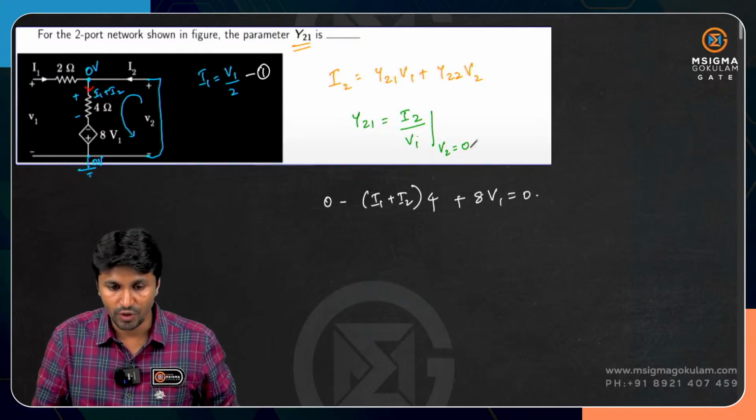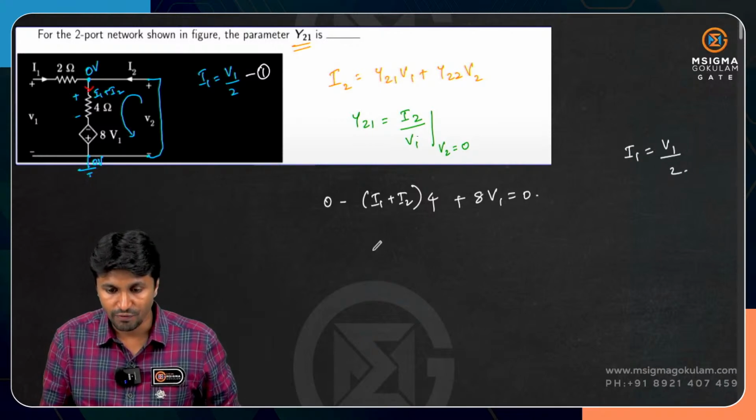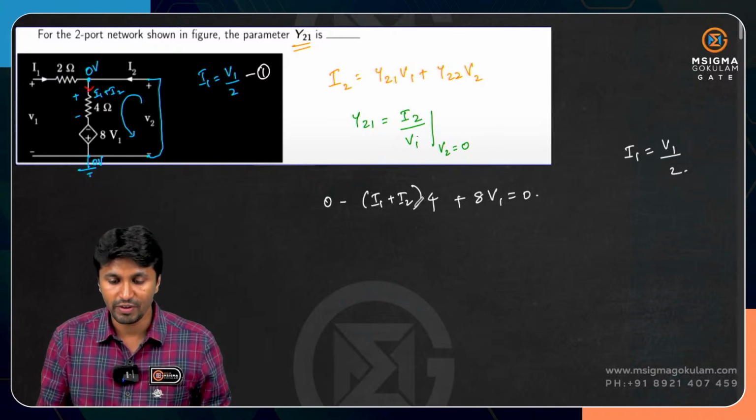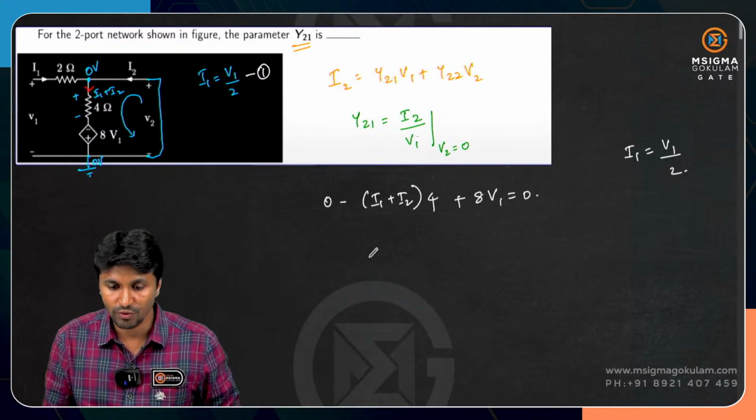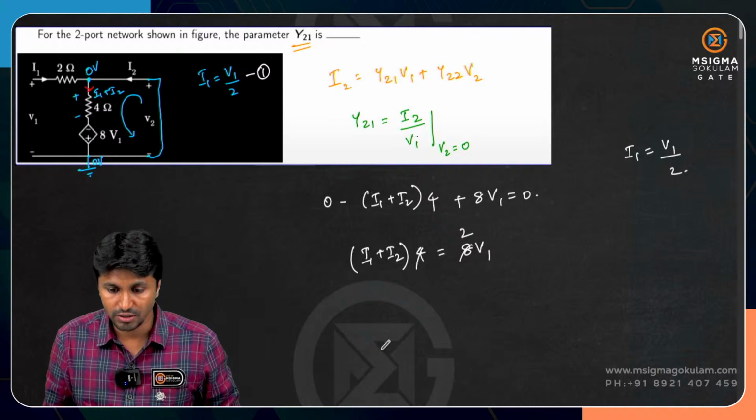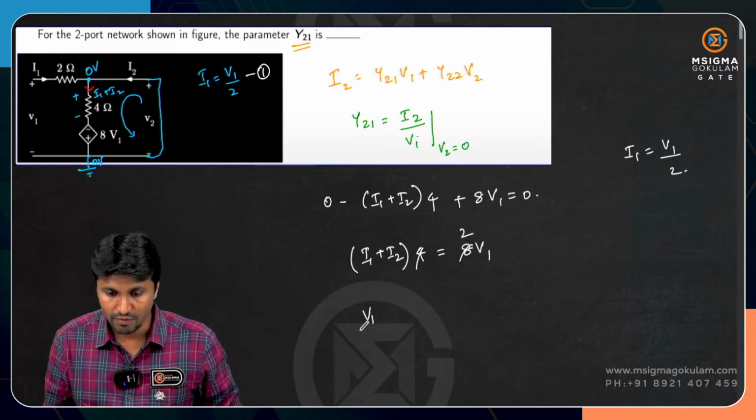From this equation we have I1 is equal to V1 by 2, right? What we require is the relationship between I2 and V1, so we have to eliminate the variable I1, right? When you eliminate the variable I1, you can simplify this equation as I1 plus I2 into 4 equal to 8 V1, right? So this is 2 V1. I1 is nothing but V1 by 2. So V1 by 2 plus I2 is equal to 2 V1, right?